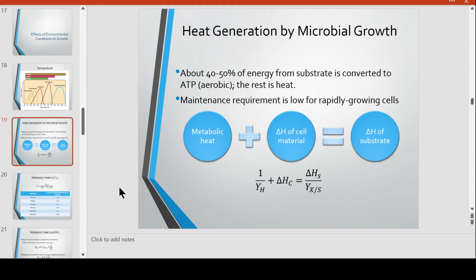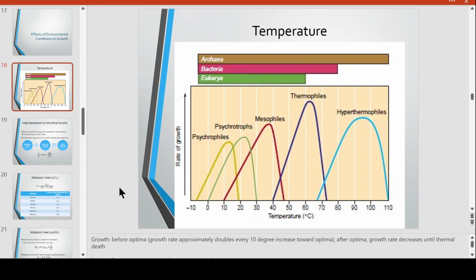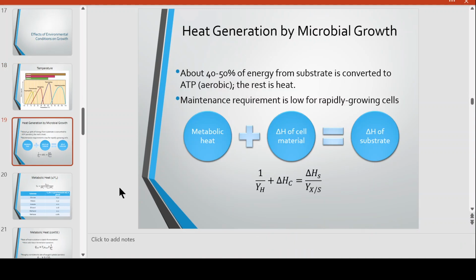When we talk about temperature, of course, we talk about heat. So, heat generation during microbial growth. Since there is an optimum temperature at which your organism grows, if you want to maintain your fermentation at the optimum temperature, you need to consider the amount of heat being generated. Around 40 to 50% of the energy from the substrate is converted to ATP for aerobic growth, and the rest is heat.